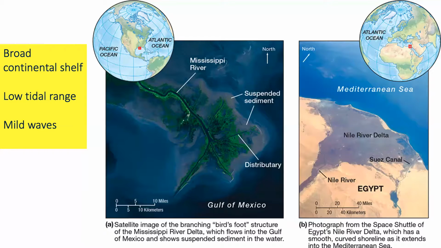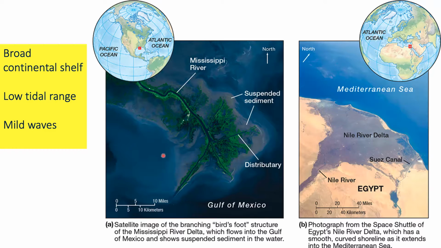Deltas are another feature of depositional coasts. They are formed when sediments wash off the land, building on the coastline. The coastline needs to have a broad continental shelf, a low tidal range, and mild waves. Deltas are common in low energy shores, often closed seas, and tectonically stable.